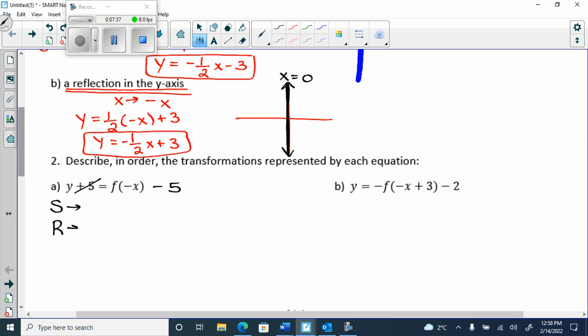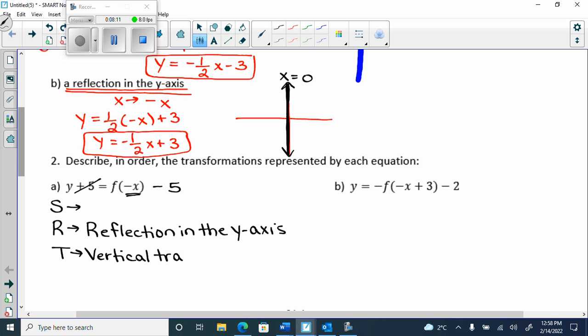Reflections, are there any? Yes. There's a reflection with the x value. If there's a reflection with the x value, it means all your x's are being negated. So if there's a reflection with the x, what is it actually in? Yeah, it's a reflection in the y-axis. And then we have translations. We have just a vertical translation, because it's not with the x. 5 what? 5 units down.